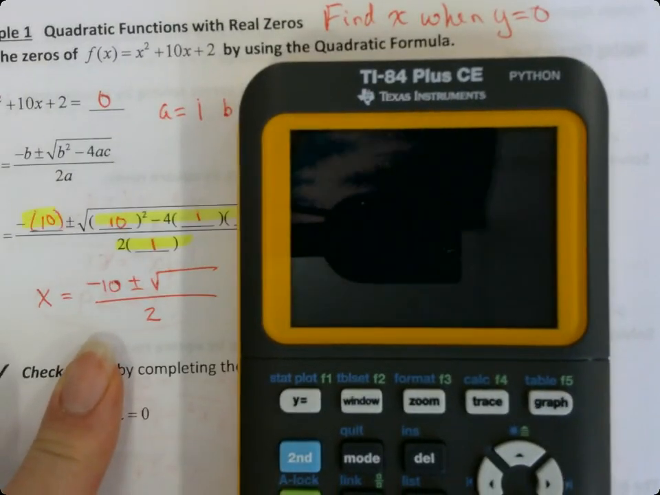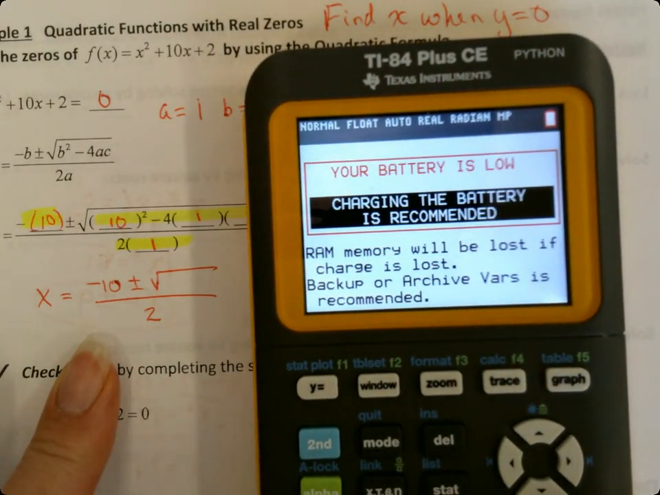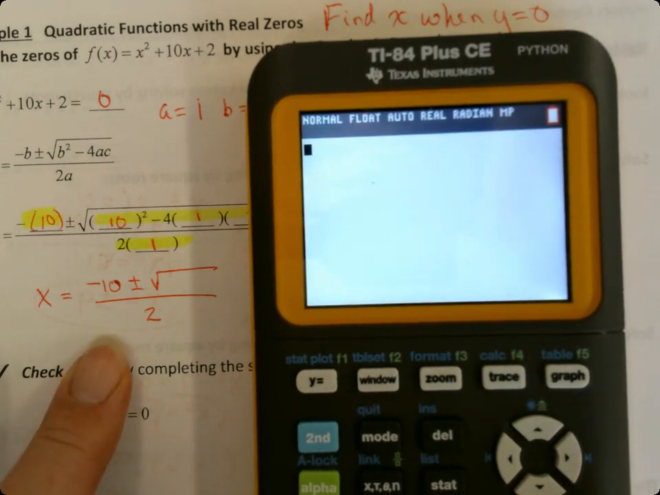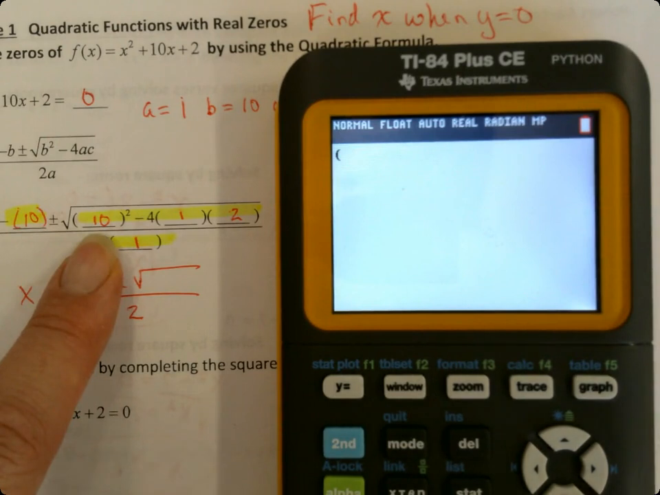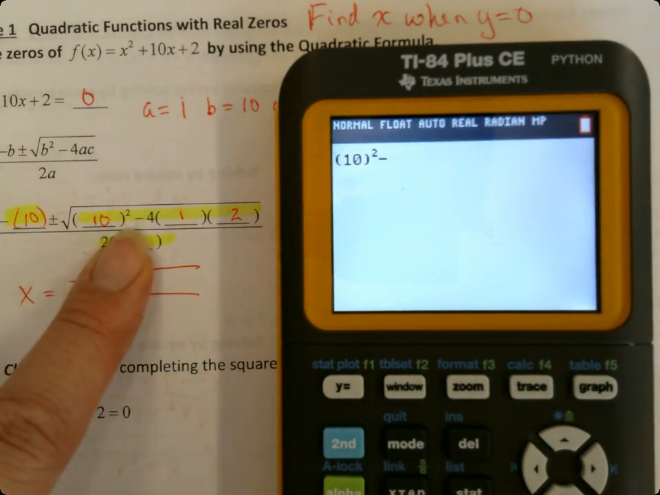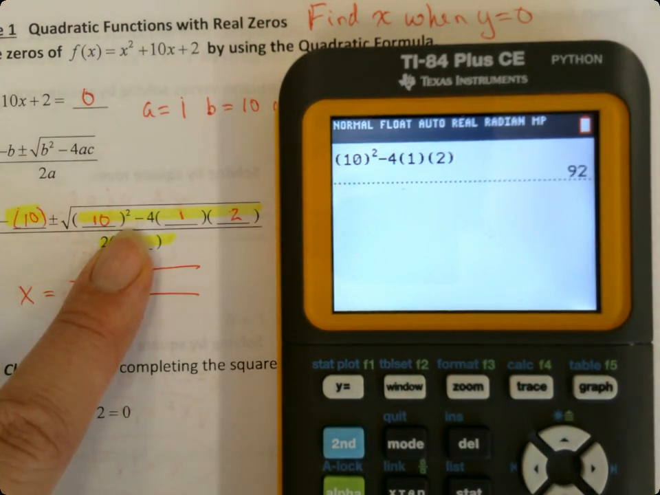If I put this in my calculator, oh, my battery is low, guys. I'm not putting the square root sign. I'm only going to put this in. So parentheses, 10, close them, square it. Minus 4. You can use a times symbol. I'm just going to use parentheses. That's all I want. I want to know what's underneath the square root sign. And that number is 92. Are we okay with that?